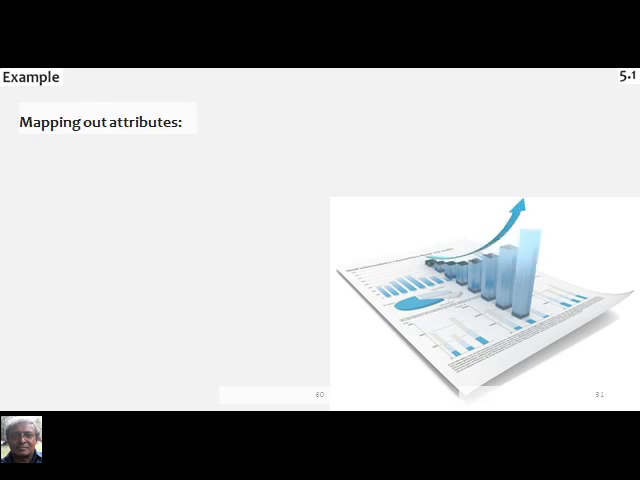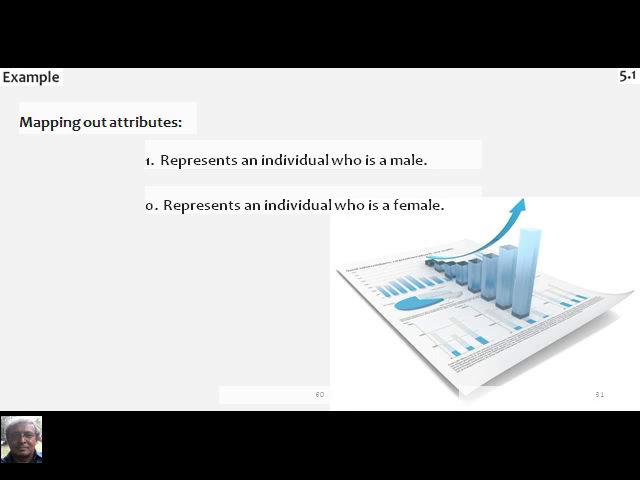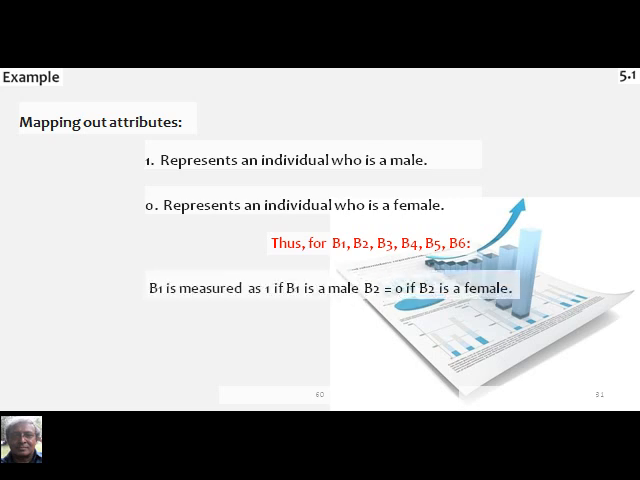Mapping out attributes. 1 represents an individual who is a male. 0 represents an individual who is a female. Thus, for B1, B2, B3, B4, B5, B6: B1 is measured as 1 if B1 is a male, B2 equals 0 if B2 is a female. B3 is measured as 1 if B3 is a male, B4 equals 0 if B4 is a female. B5 equals 1, B6 equals 0.